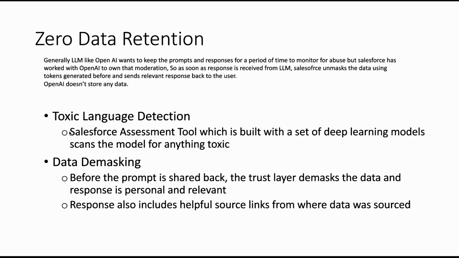And then there's something called the Salesforce Assessment Tool. Honestly, I have no idea what that means. I just know that's what it's called, and it is built with some deep learning models that scan for anything toxic. Toxic could mean anything from biased comments, racist comments, or even not having any legit data points for that response. The response should also include some helpful source links. So if I'm saying, here's what you should do, it'll be good to have the link to that knowledge article to really prove that what I'm saying is correct and accurate.